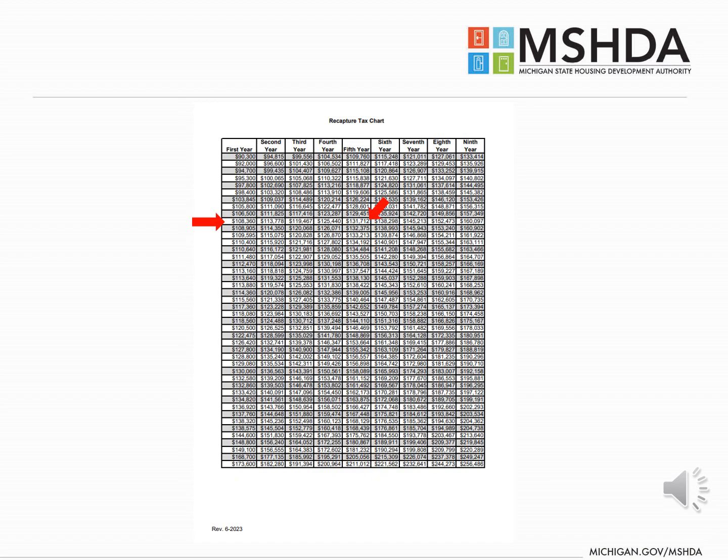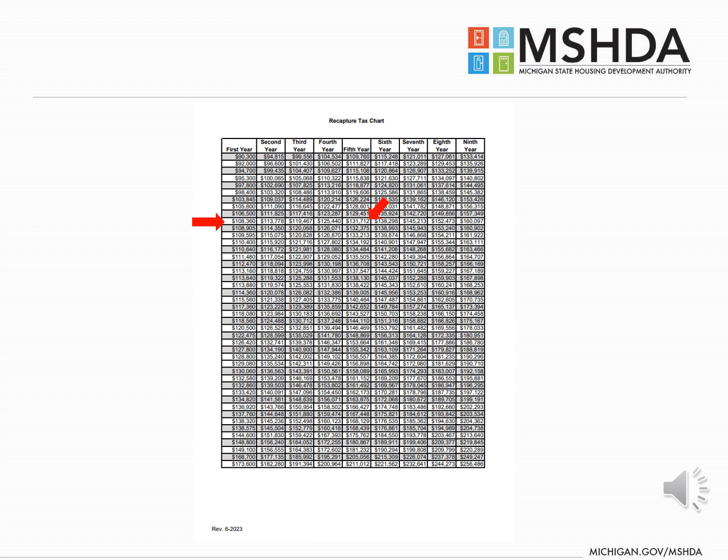Look under first year and find the number 108,360. This number and all the numbers to the right of it are the federal income limits that apply to the applicant if they sell their home within the first 9 years of ownership. For example, let's say the applicant sells their home in year 5. If the applicant's adjusted gross income does not exceed $131,712, the applicant will not pay recapture tax.